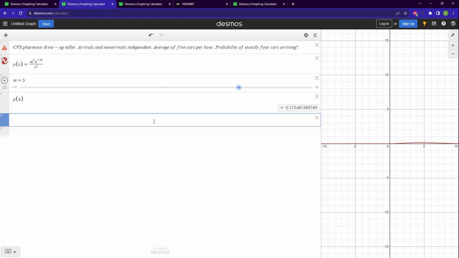So for the Poisson distribution, and by the way, the subtitles are going to have absolutely no idea what to do there.